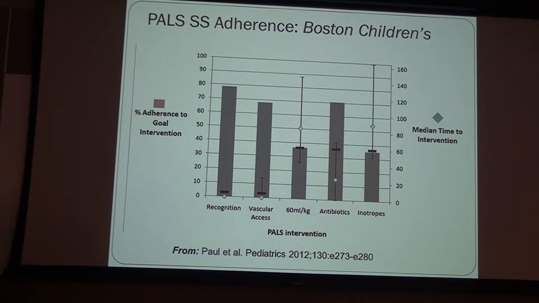So this is a quality improvement study out of Boston Children's, where this is their baseline study, where they were looking at their adherence to PALS and Surviving Sepsis guidelines. And they found that they actually had really poor compliance. So you can see here, those who got adequate fluid resuscitation, so 60 per kilo, and were started on inotropes within the first hour, were about 35-ish percent. And overall, their adherence to the bundle, so getting all of these things, so recognizing, getting vascular access quickly, giving fluids, antibiotics, and inotropes in those who needed it, was about 19%.